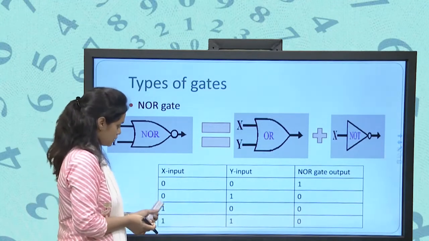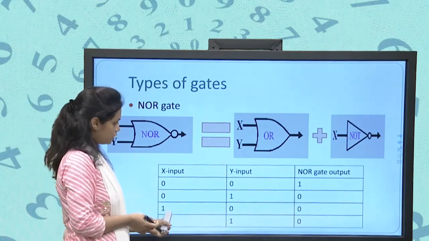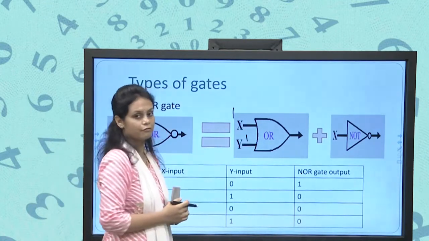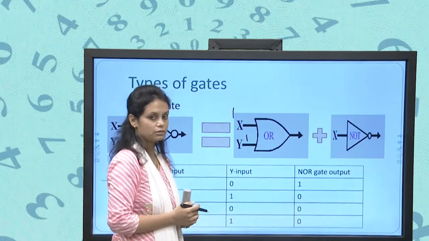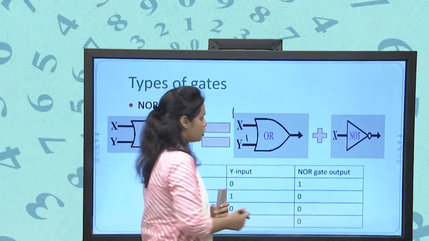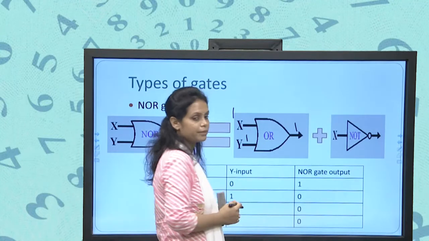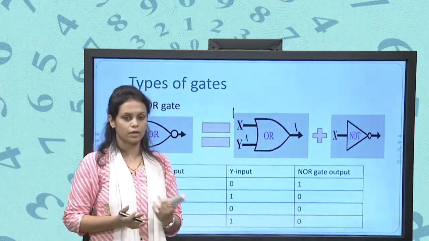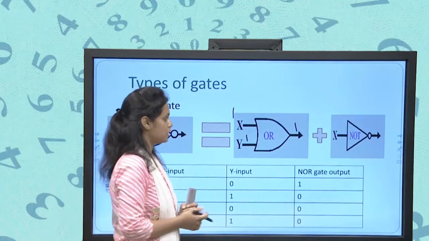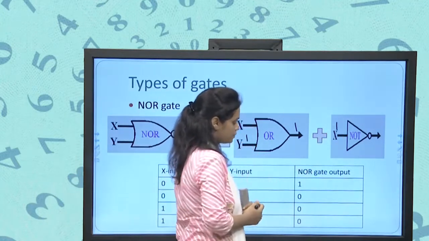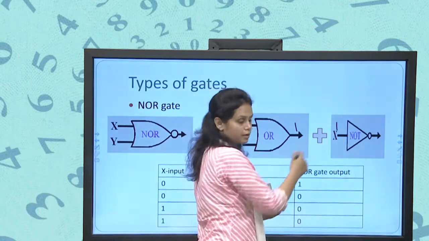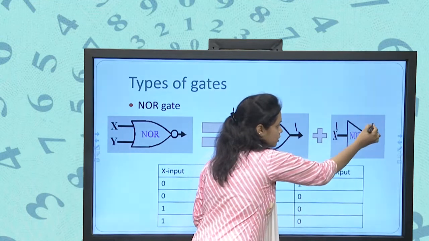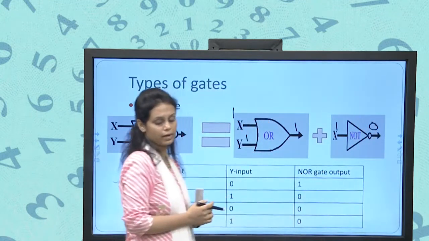In the last case we are having x input 1, y input 1. First of all it will perform the OR operation using the OR gate. What is the output? The output is 1, because there are two ones. If at least one input is 1, then the output is 1. Now it will pass this over here. The input of the NOT gate is 1, so the output of the NOT gate is 0.